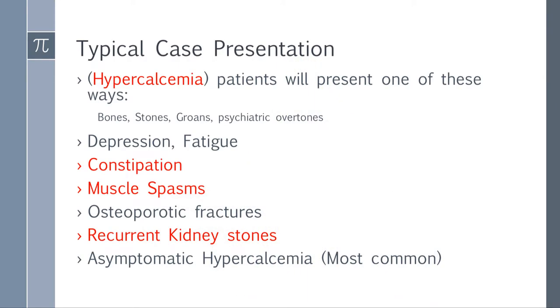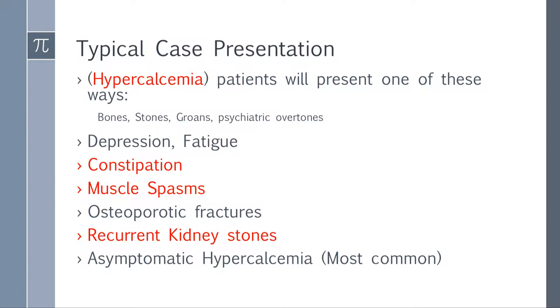So, what are some typical case presentations of hypercalcemia patients? We'll talk about some hypocalcemia later in the lecture, but first hypercalcemia patients. Now, you have this mnemonic: bones, stones, groans, and psychiatric overtones. I never found it useful because there are just way too many things.